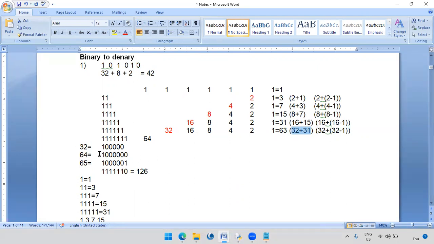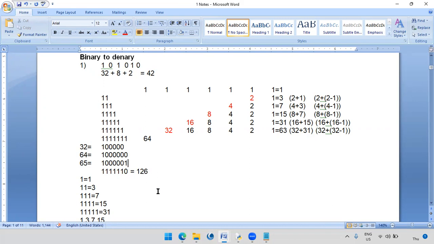And if you want 32, what do you do? 1, 2, 4, 8, 16, 32, and all the others are zeros. Same way 64, one more zero than this. And if it is 65, what? Take 64 and add one there, this side. And how much is this? 1, 2, 4, 8, 16, 32, 64. 64 plus, imagine that this is also 1, and this is also 1. You use that rule. 64 plus 63 is 127, but this is not 1, so you have to reduce 1, 126.